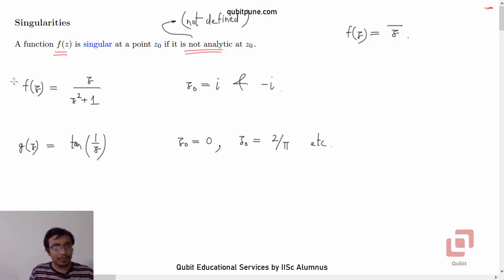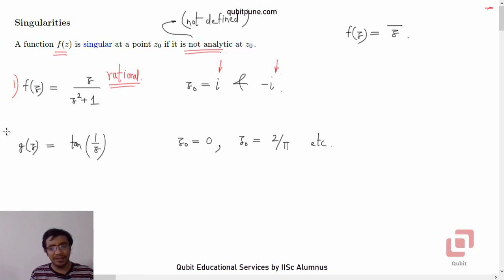Example number 1, f of z equal to z upon z squared plus 1. Because it is a rational function, the denominator and the numerator are analytic everywhere. Therefore, this rational function will be analytic everywhere except for those points where the denominator is 0. So clearly the two singularities are z0 equal to i and minus i.